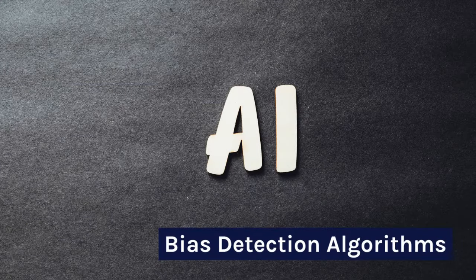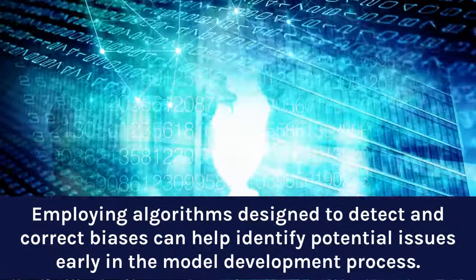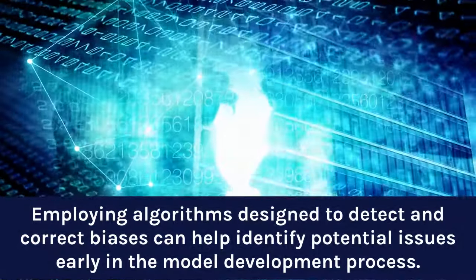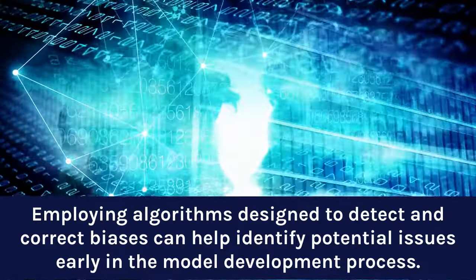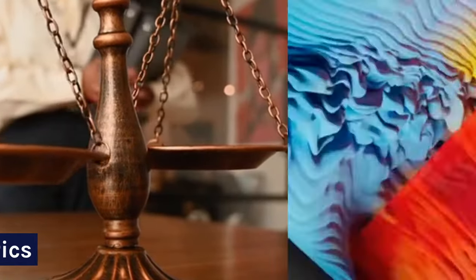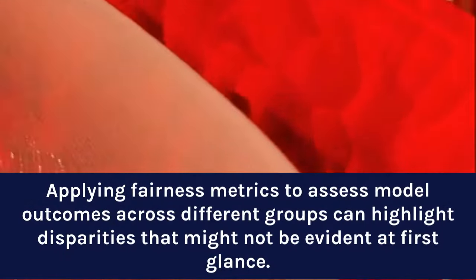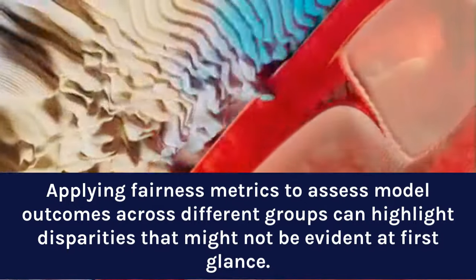Bias detection algorithms. Employing algorithms designed to detect and correct biases can help identify potential issues early in the model development process. Fairness metrics. Applying fairness metrics to assess model outcomes across different groups can highlight disparities that might not be evident at first glance.